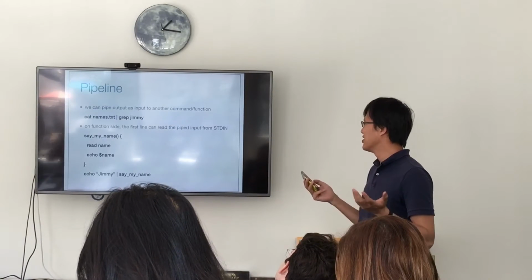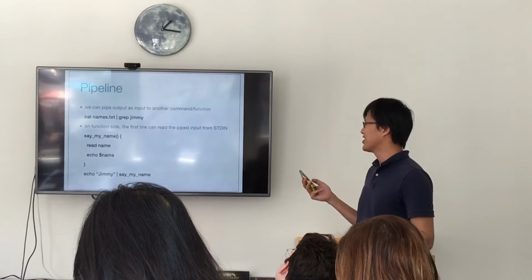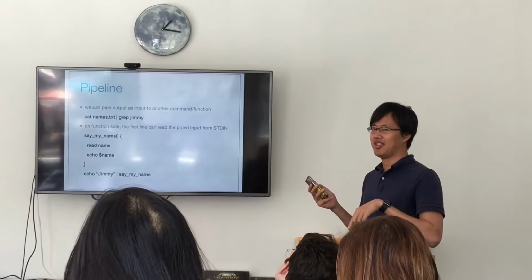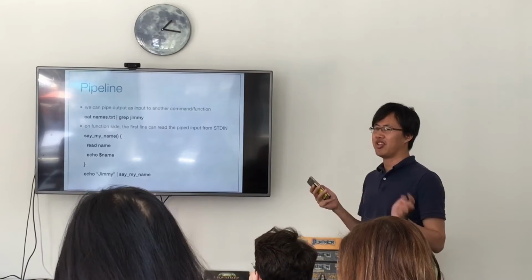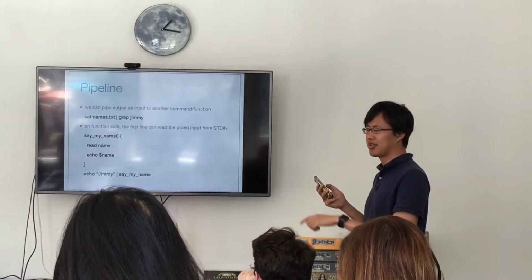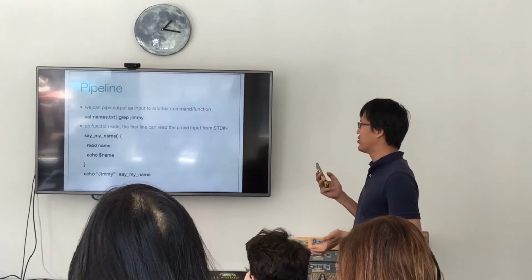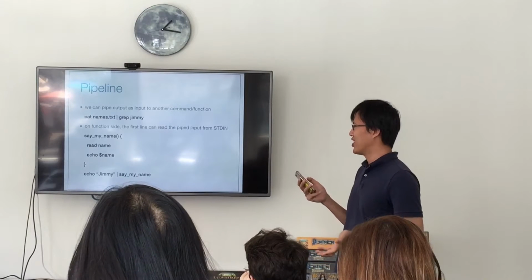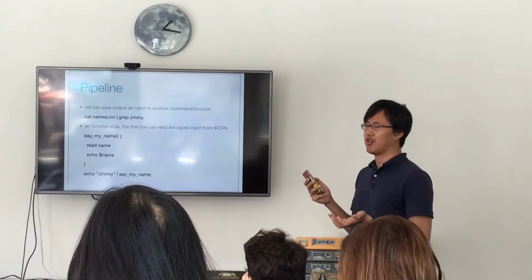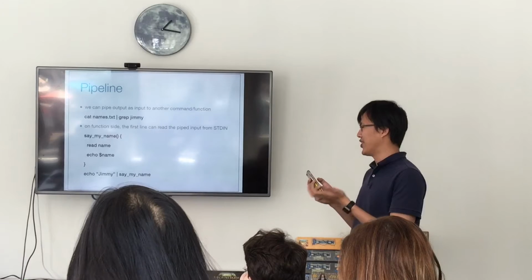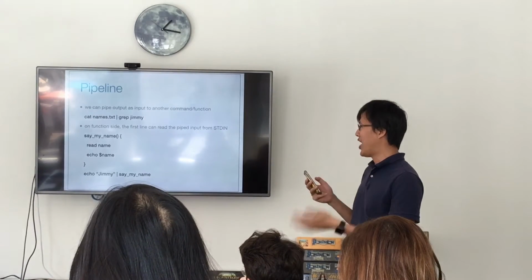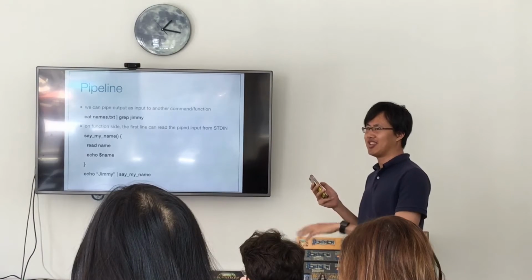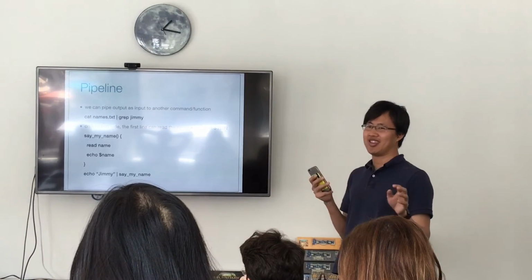So another thing is that you have this pipe command, which means that you pipe the output of one command to another command's standard input. So for example, you can write a function called say_my_name that calls read, reading things from standard input, and then you echo this thing. So you can echo Jimmy and pipe to a function called say_my_name, and this will read the standard input and print it out.